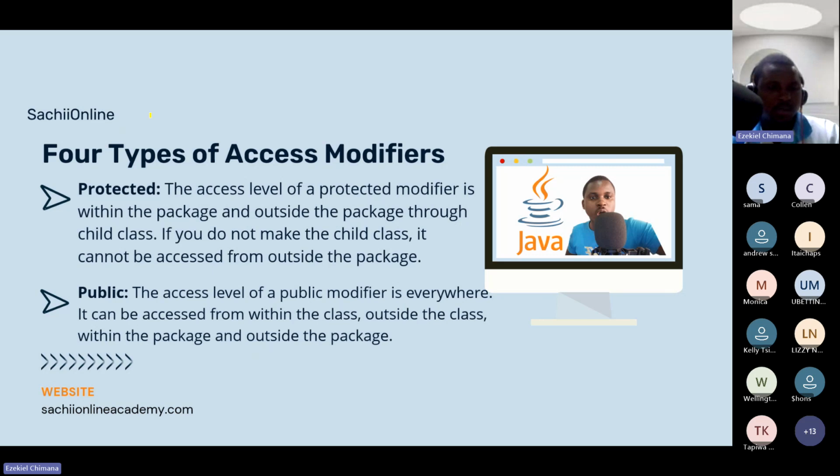There's also the public keyword, which is the public access modifier. The access level of a public modifier is everywhere, whether within the same package or outside the package. So it can be accessed from within the class, outside the class, within the package, and outside the package. So when you mark it public, think of that. Am I not exposing things which are supposed to be only within this class?